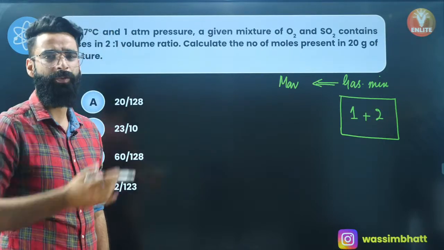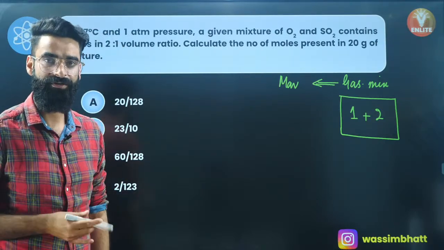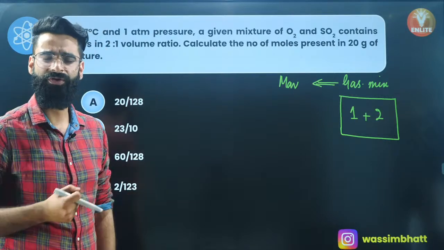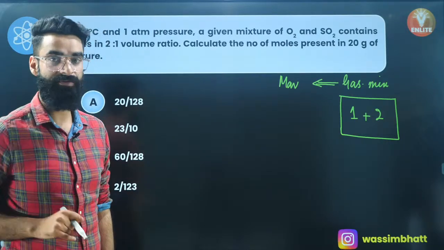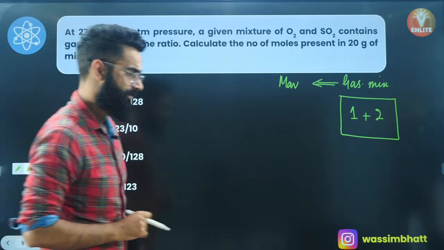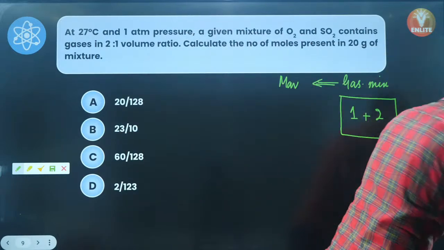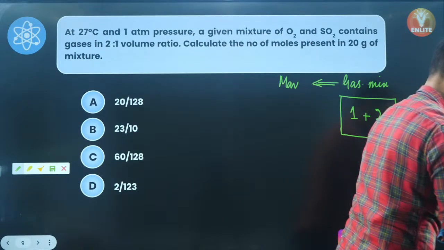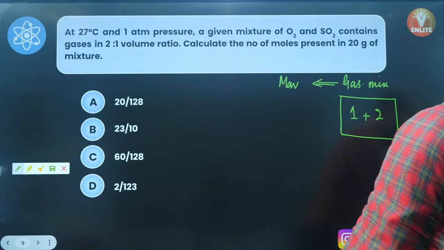Now, how do we calculate this average molar mass of the gaseous mixture? There are few results which I would want you guys to remember to calculate average molar mass of gaseous mixture, right? Just give me a second, guys. Just give me a second. Just give me a second, guys. Just give me a second.